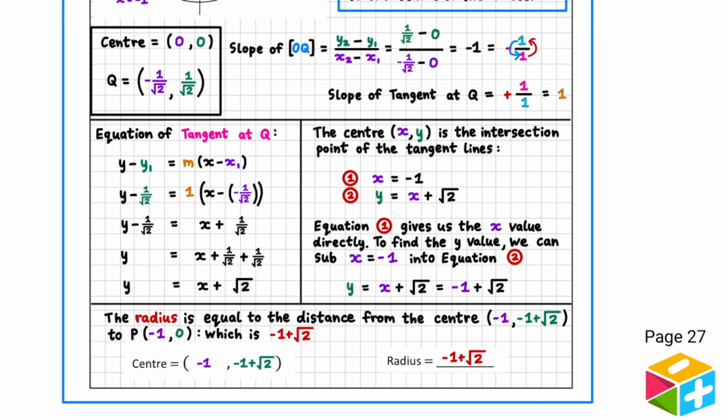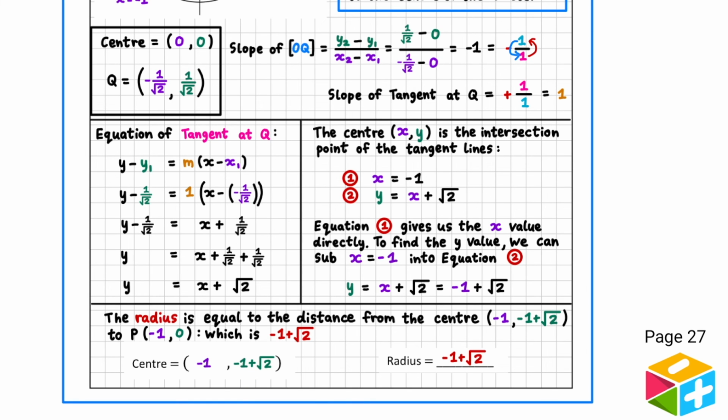When we do this, we see that y is equal to minus 1 plus the square root of 2. Writing our x and y value together in a pair tells us that the coordinates of the centre are minus 1, minus 1 plus root 2.